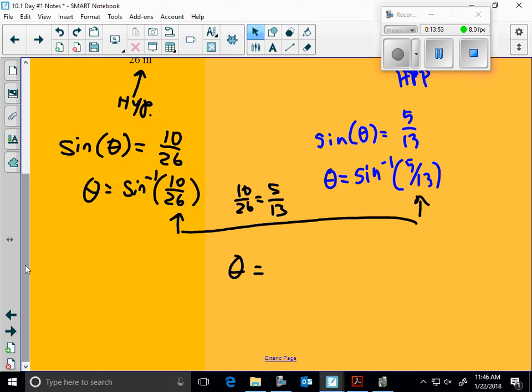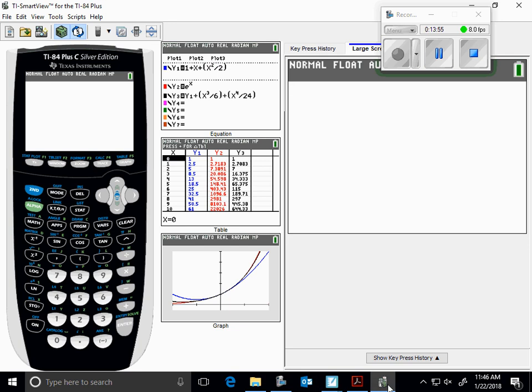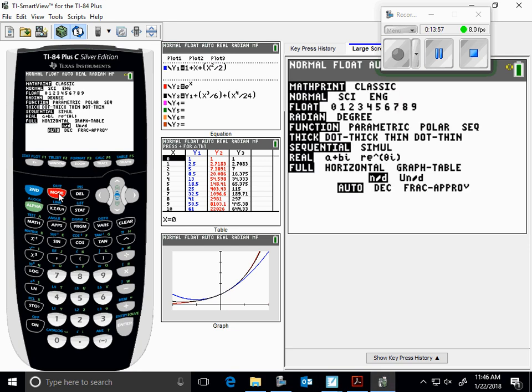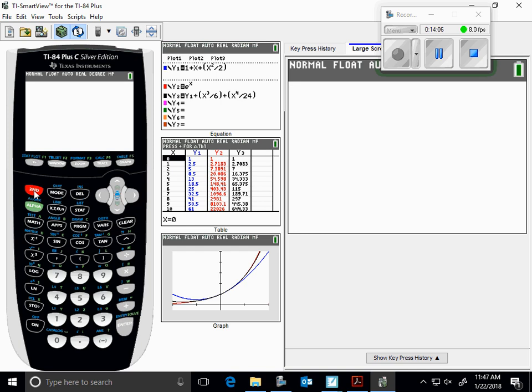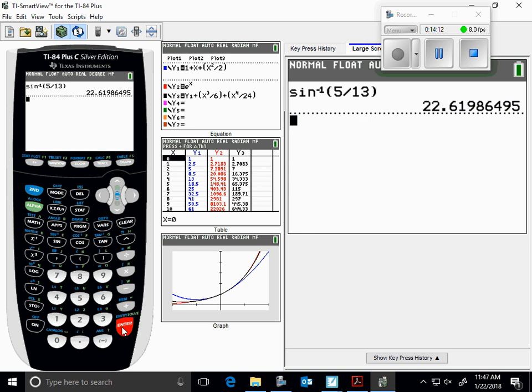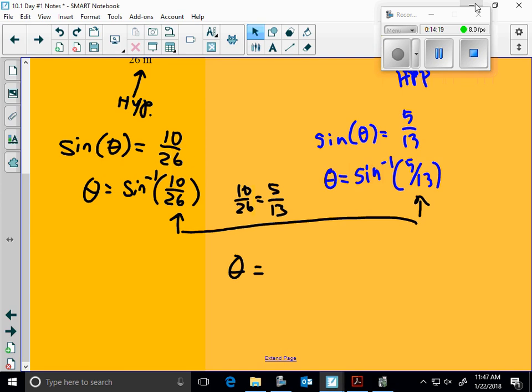Take out your calculator. I'm going to pull mine out. I don't really want to type in a bunch of letters. Let's see what mode I'm in. I want to be in degree mode. Let's do the inverse sine of 5 over 13, I think. And it looks like I get 22.62 degrees. I'd say if we're rounding, we would go 22.6 degrees.